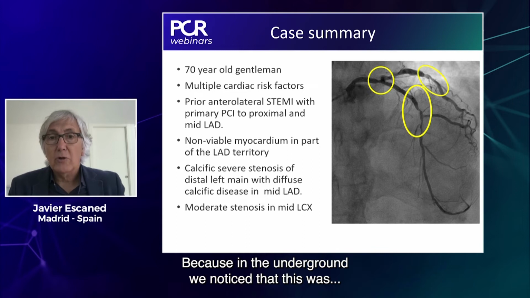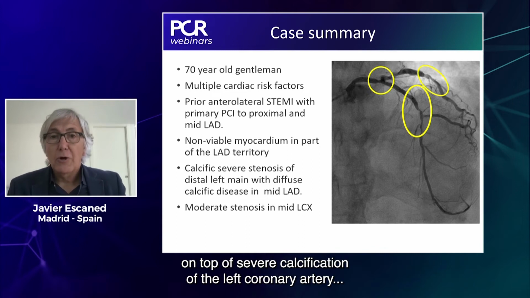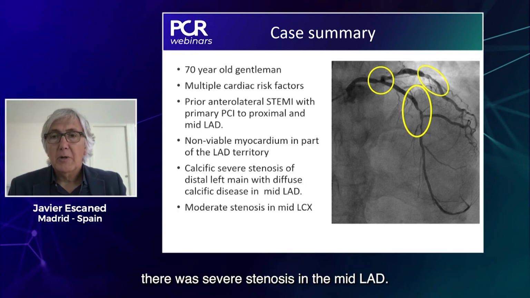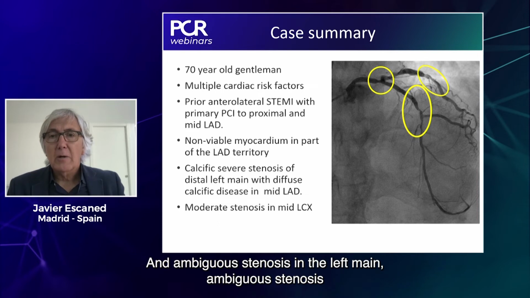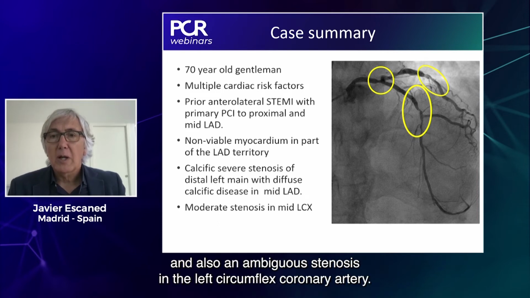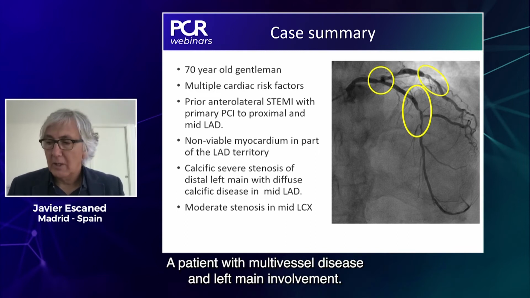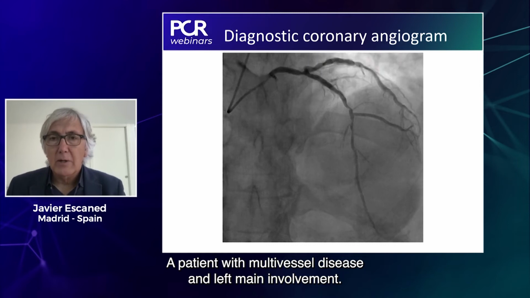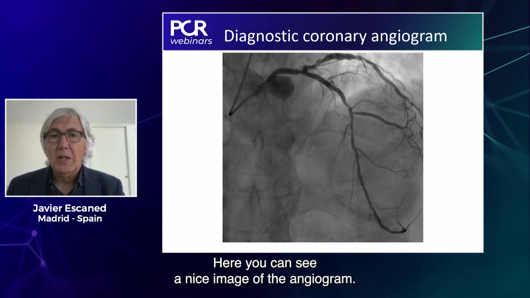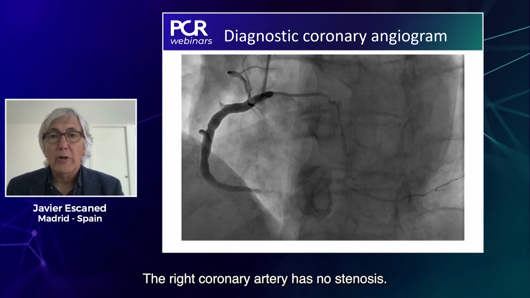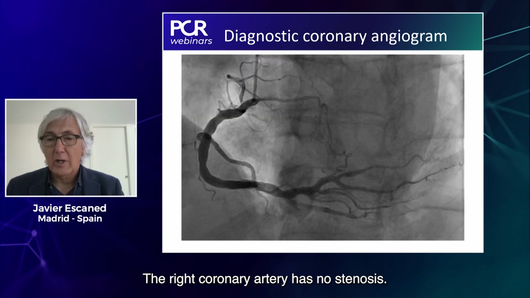Because in the angiogram, we noticed that on top of severe calcification of the left coronary artery, you had this severe stenosis in the mid-LAD, an intermediate stenosis in the left main, and also an ambiguous stenosis in the left circumflex coronary artery. So a patient with multivessel disease and left main involvement. Here you can see a nice image of the angiograms. The right coronary artery has no stenosis.